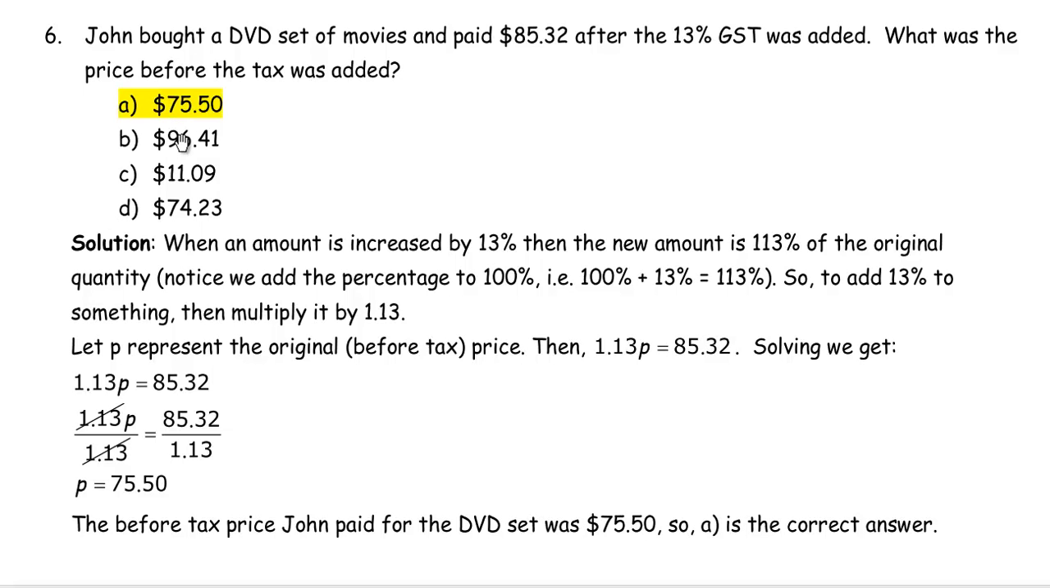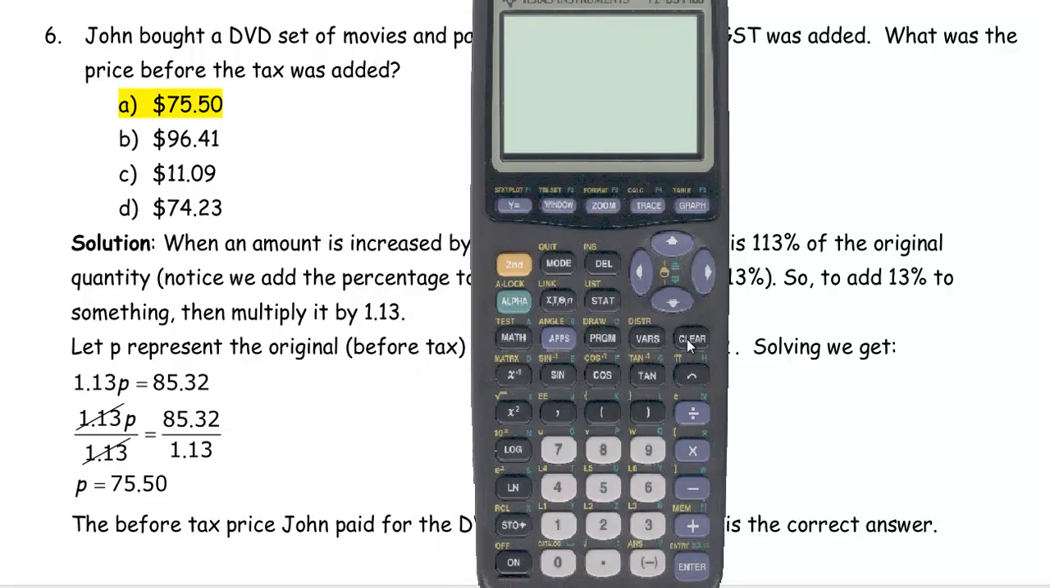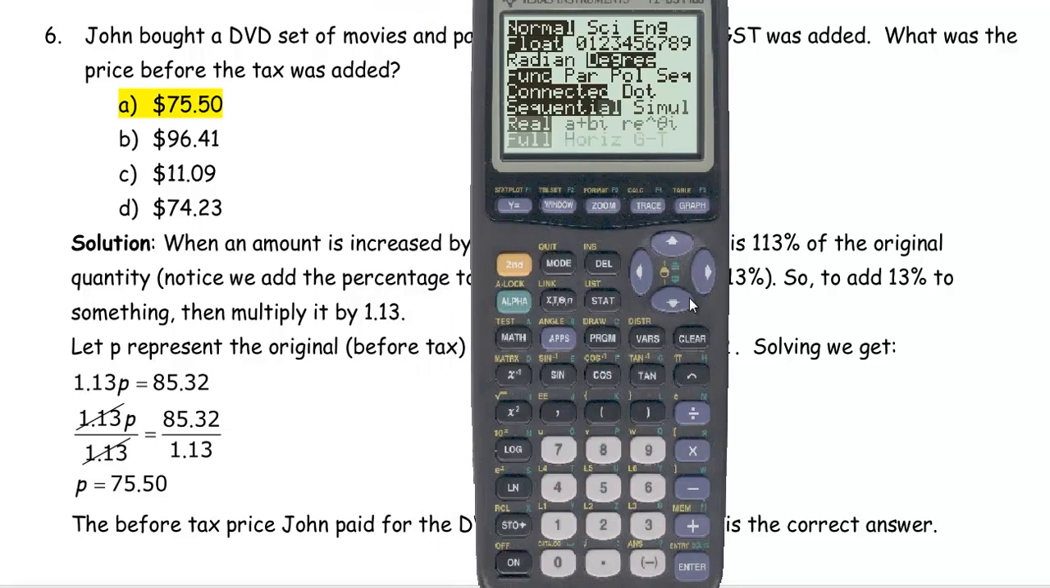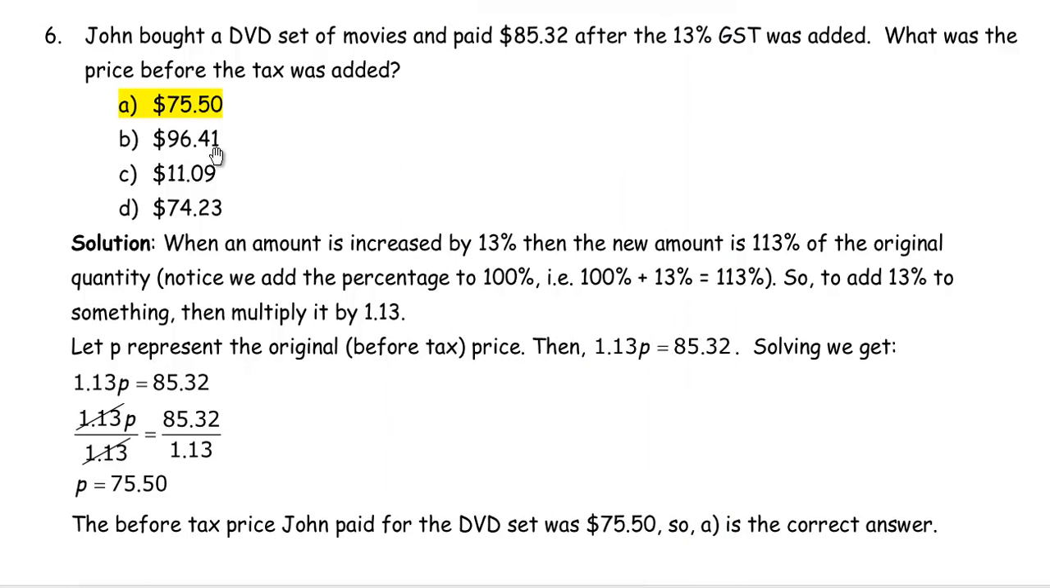Now this is a multiple choice question, so there's only 4 possible answers here. So even if you didn't remember how to do this, what you could do is start checking to see which one's correct. For example, 96.41 doesn't make any sense at all, because if his after-tax price is 85.32, it doesn't make sense that before tax the price was 96.41, it was higher. So that makes no sense. The other one that's actually fairly close is the 74.23.